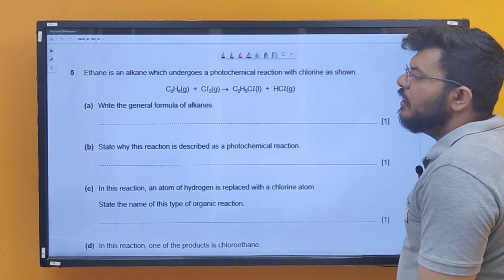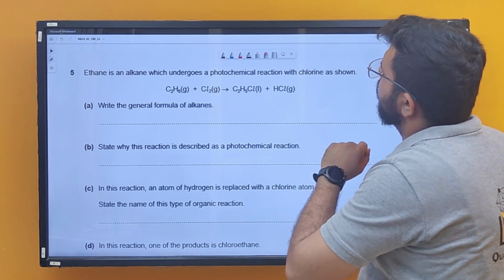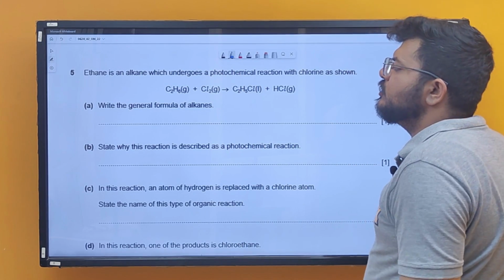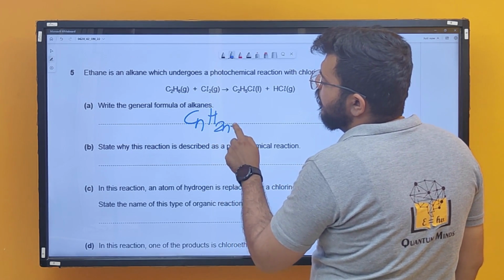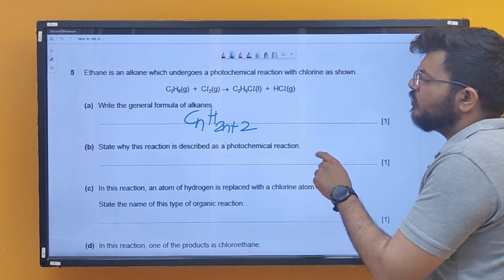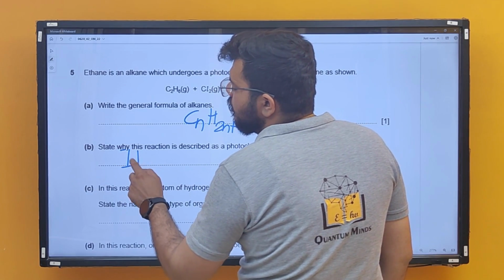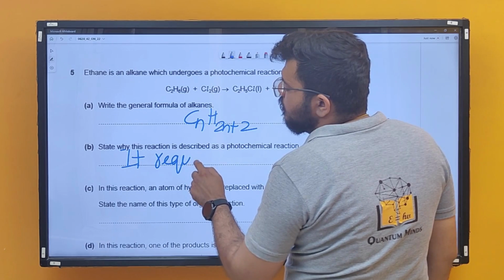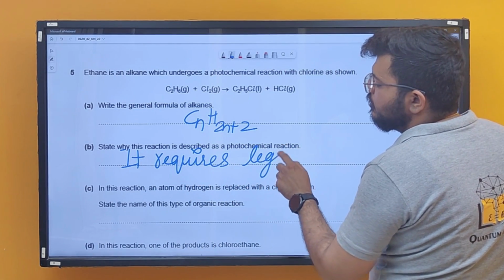Then we have question number 5. Ethane is an alkane which undergoes a photochemical reaction with chlorine as shown. Write the general formula of alkane. Alkane is CnH2n plus 2. State why this reaction is described as a photochemical reaction. It requires light energy to occur. Right? Photochemical means it requires light energy to occur.